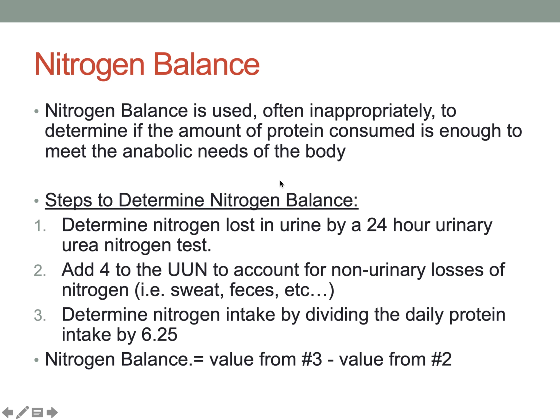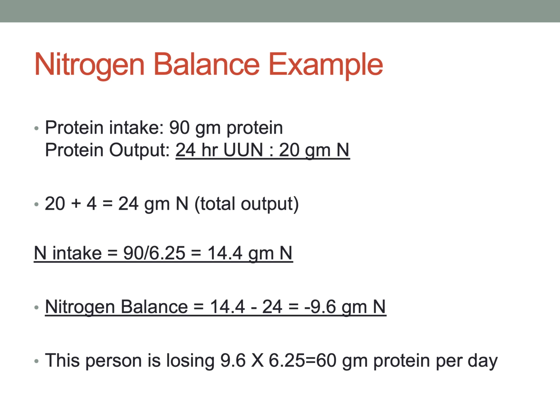Then to get nitrogen balance, it's as simple as taking the value of our nitrogen intake and subtracting that from the nitrogen that we're losing in urine and sweat and feces. And that gives us our nitrogen balance. If that number is positive, that means that we are taking in more than we're losing, and we have a positive, good nitrogen balance. If that number is negative, then that tells us that we are actually short on our protein. So let's take a look at that in practice.